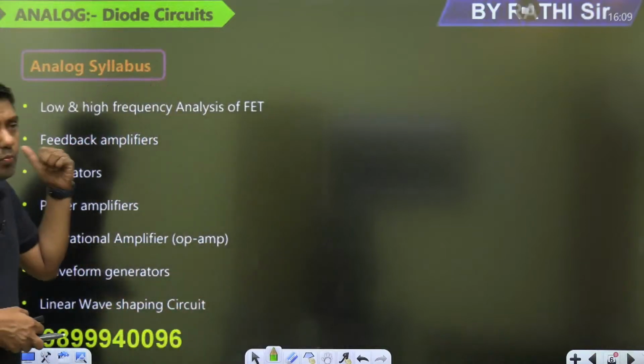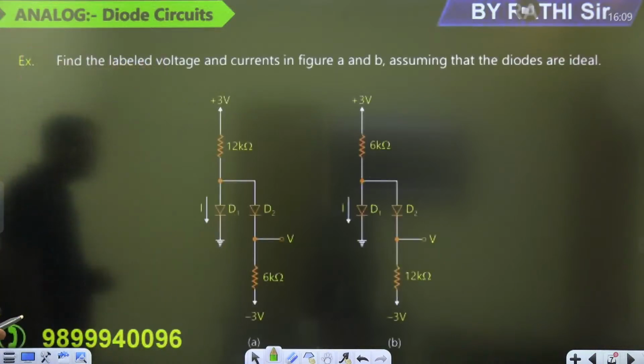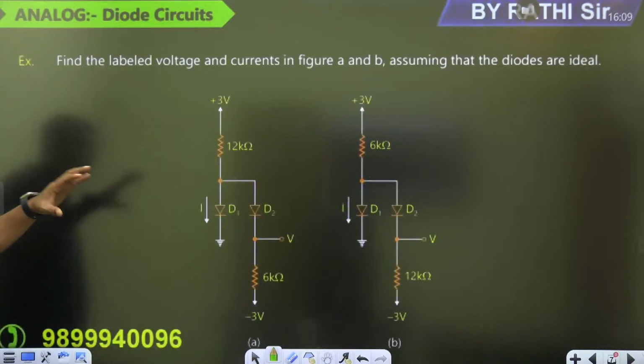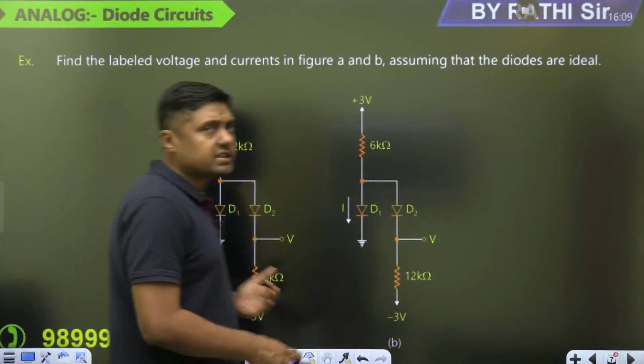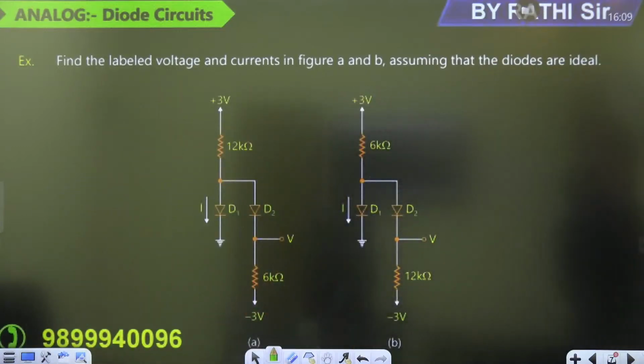But one of the most important topics is diode circuit. So we will solve questions on diode circuits. Then try to solve this question, that is the question from standard textbook Sedra and Smith. I think you have the books. Okay, so this is the Sedra and Smith.